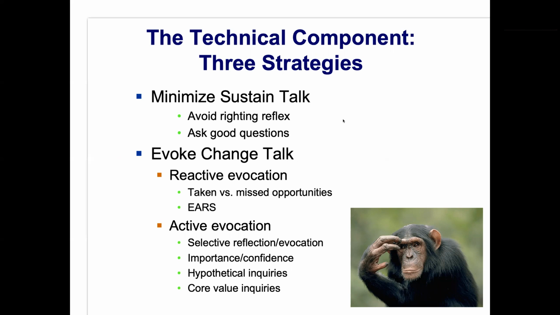First, before anything else can occur, one must minimize sustained talk by avoiding getting into wrestling matches with clients and otherwise avoiding the elicitation of that side of the argument. Do no harm. Second, the practitioner needs to recognize and reinforce naturally occurring unsolicited change talk. Third, the practitioner can actively elicit change talk through the use of a number of structured techniques and strategies.